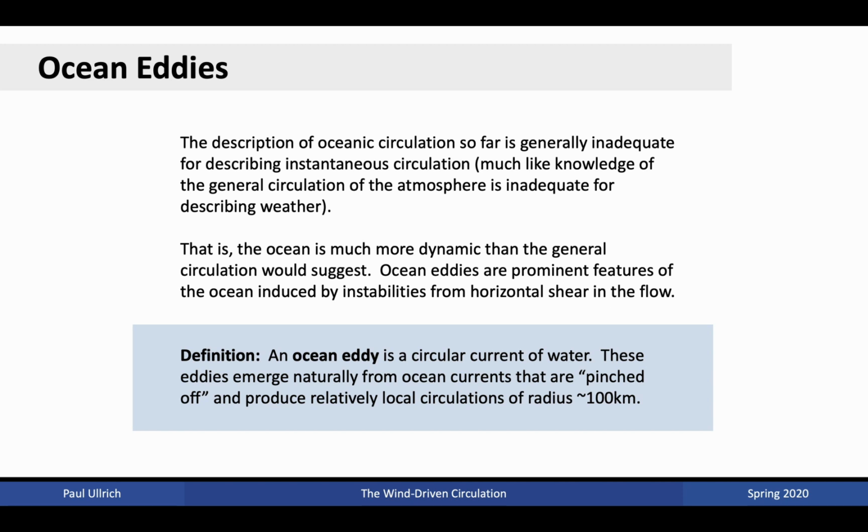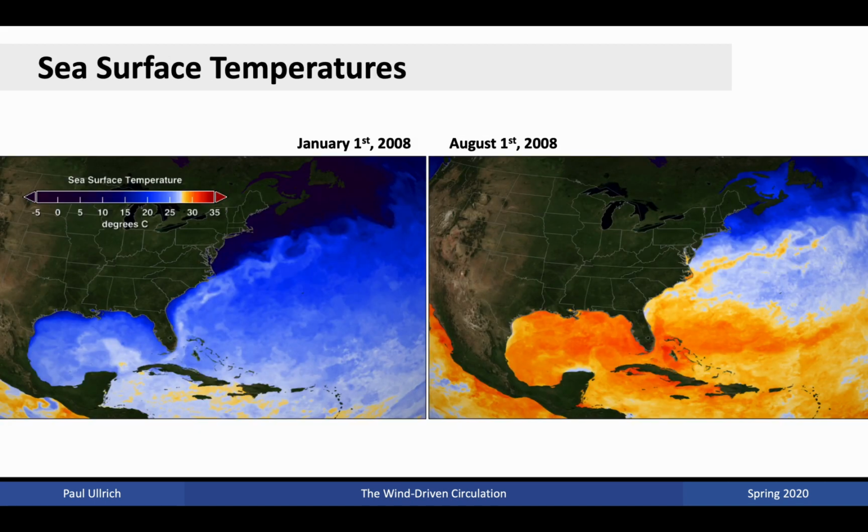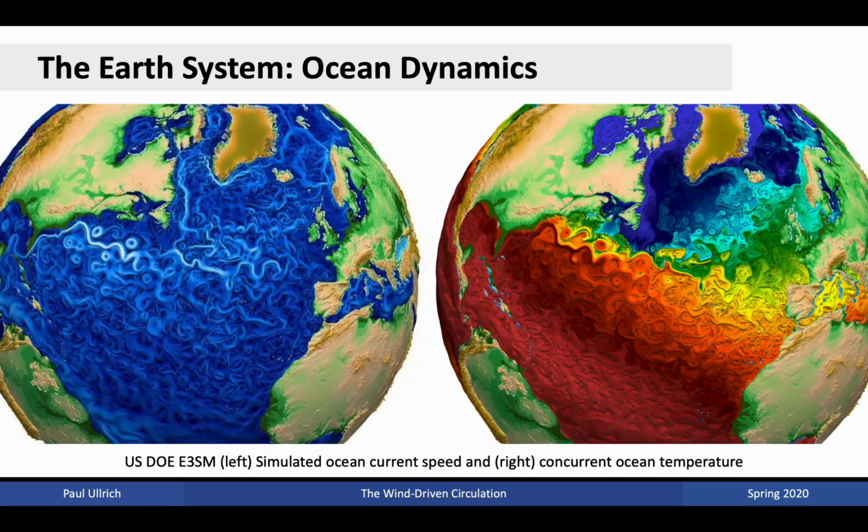These eddies emerge naturally from ocean currents that are pinched off and produce relatively local circulations of radii approximately 100 kilometers. You can see some of these features very clearly in the Gulf Stream of the sea surface temperature plots that we've looked at previously. Look in particular for small circular circulations that occur within these plots. They are essentially little pockets of warmer temperatures that have split off from the warmer current to the south and are floating in cooler waters to the north.